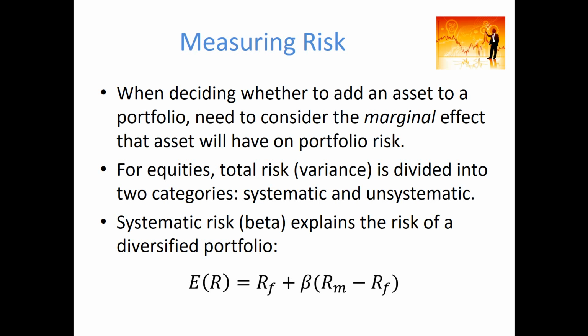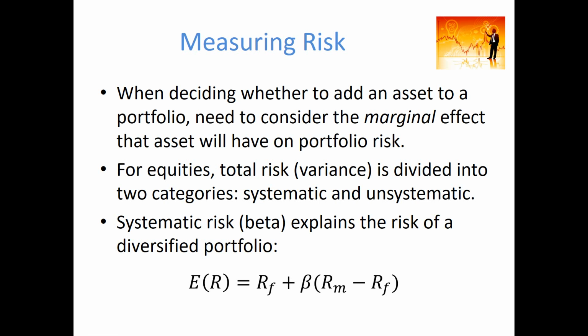If you are measuring the risk of an individual asset, we consider that asset as being part of an overall portfolio. Hence, we think about the risk as being just the marginal contribution the asset will have on the portfolio. That brings us to the equation at the bottom here, the CAPM, the capital asset pricing model, where the expected return on any stock should be the risk-free rate plus beta, a measure of sensitivity to the excess return of the market, where excess return is the market return minus the risk-free rate. So this beta is a measure of systematic risk.